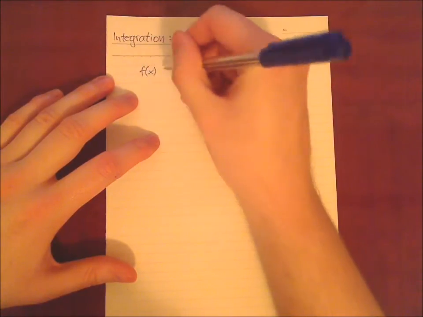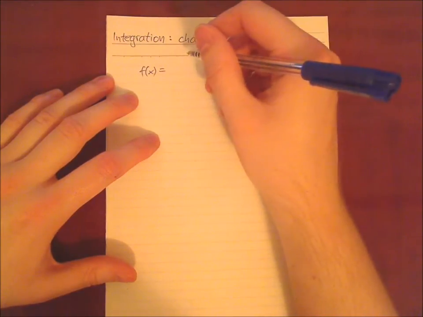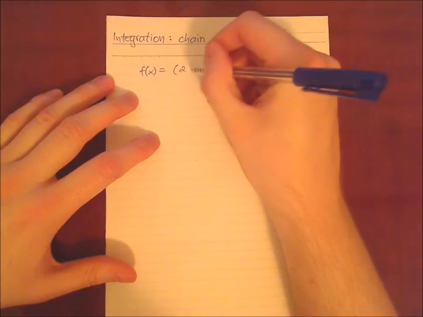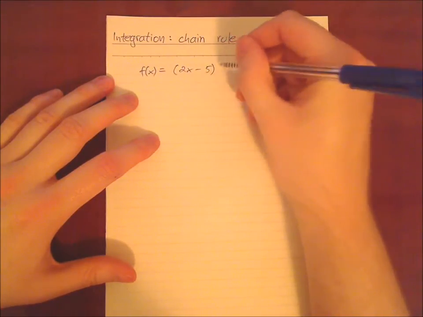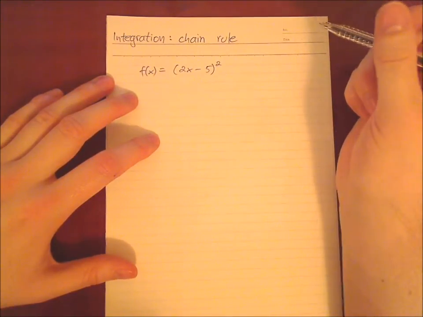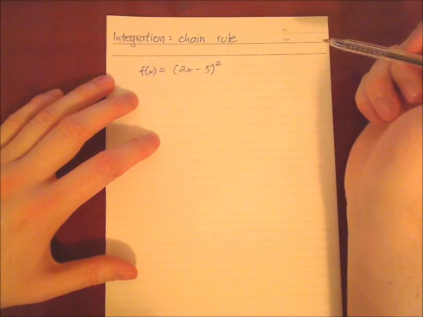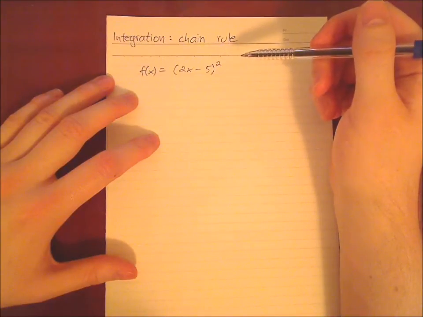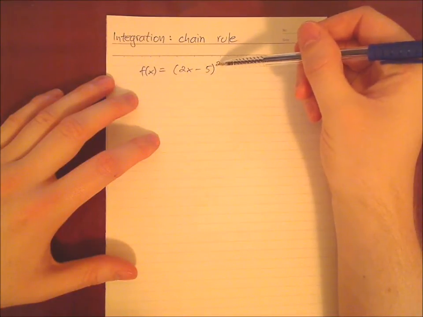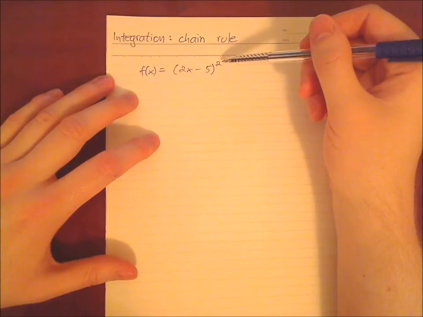We have a typical function which needs the chain rule for integration, also for differentiation. In this case 2x minus 5 to the power of 2. And the way we do the integration via the chain rule is we divide by the new power, and we also divide by the inner derivation. So first, we use the power rule, we increase the power by 1, then we divide by the new power, and then we divide by the inner derivation.